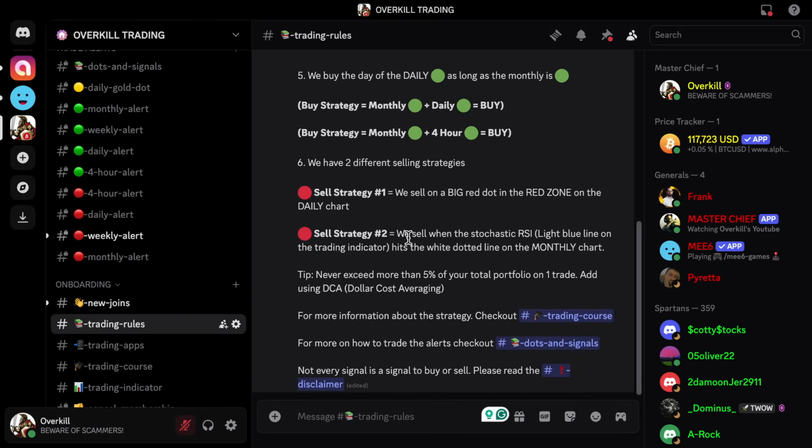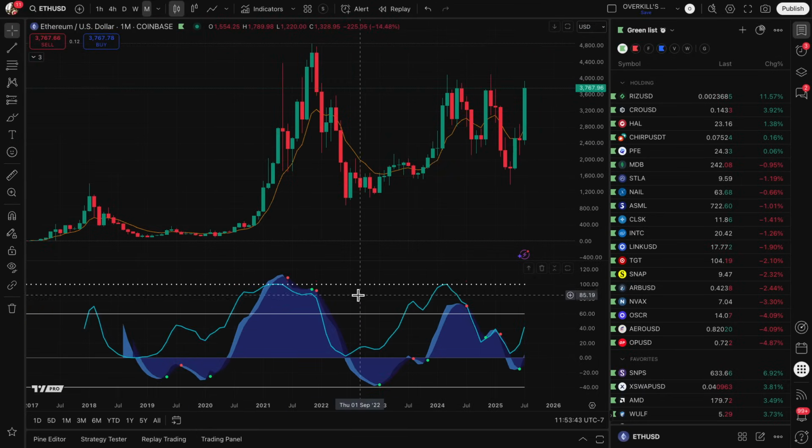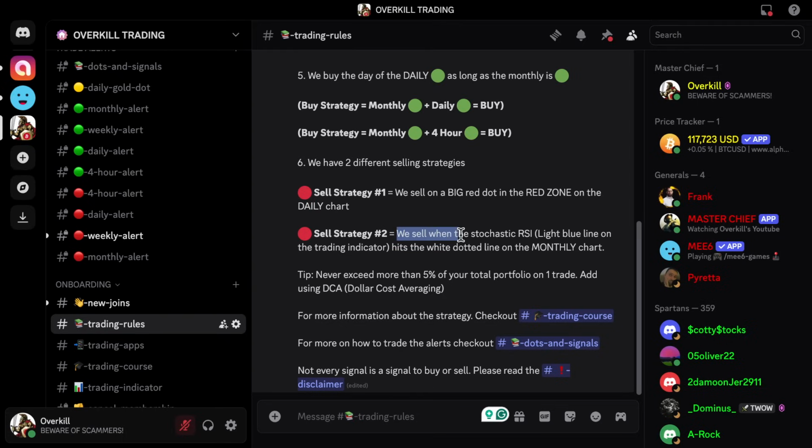And sell strategy number two is going to be based on the monthly chart. So sell strategy number two is we sell when the stochastic RSI, that is the light blue line on the trading indicator, hits the white dotted line. This is on the monthly chart. So the first one was for the daily chart. This one is for the monthly chart.